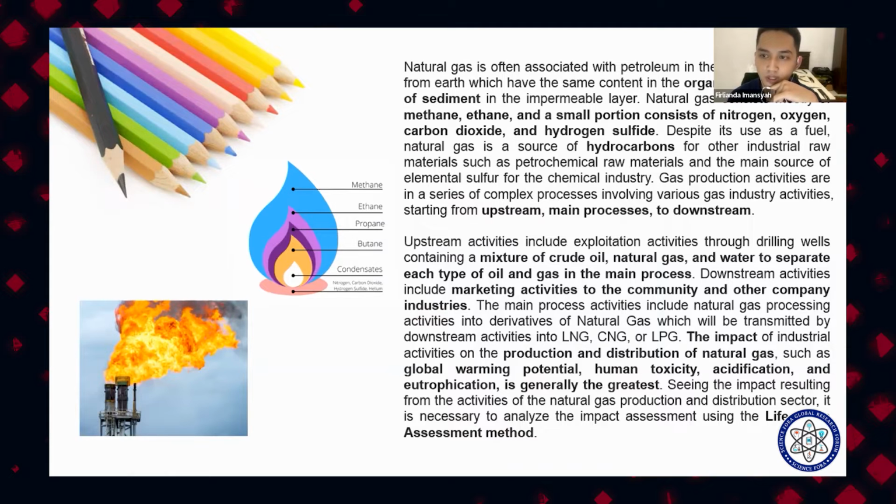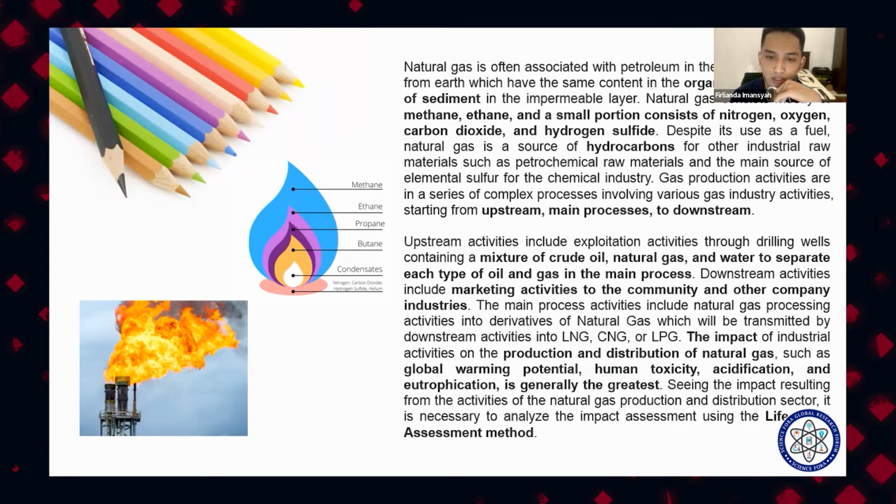industry. Gas production activities are a series of complex processes involving various gas industry activities, starting from upstream, main process to downstream. Upstream activities include exploitation activities through drilling wells containing a mixture of crude oil, natural gas, and water to separate each type of oil and gas in the main process. Downstream activities include marketing activities to the community and other industrial companies. The main process activities include natural gas processing into derivatives of natural gas that will be transmitted to downstream activities as LNG, CNG, or LPG.